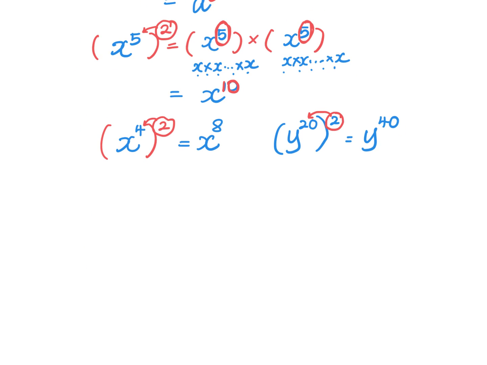So in general, if we were to have something to the power of 2, for example, if you have a to the power of 6, when we have something to the power of 2 or something square, it means I will have 2 sets of that power. I will have 2 sets of this power, 6 times 2, which gives me a to the power of 12. So when we take square of the number, what will happen to the power? The power will multiply by 2.